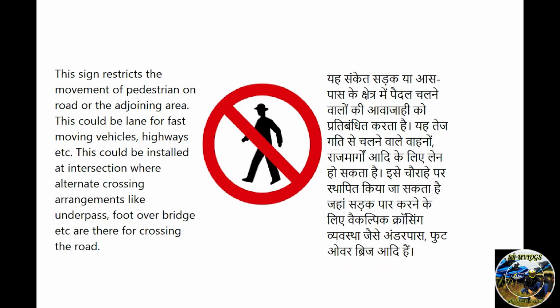This sign restricts the movement of pedestrians on the road or the adjoining area. This could be a lane for fast-moving vehicles, highways, etc. This could be installed at intersections where alternate crossing arrangements like an underpass, foot overbridge, etc. are there for crossing the road.